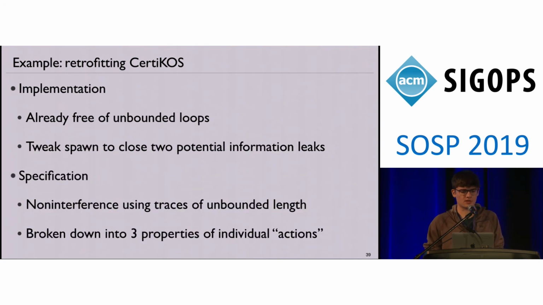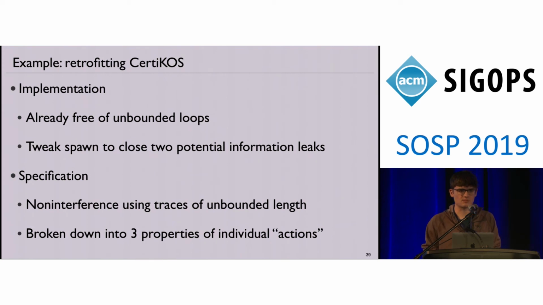To retrofit Certikos, the implementation was already free of unbounded loops, so we didn't have to change the implementation or the interface in order for this to be amenable to automated verification. However, we did tweak the interface of the spawn system call to close 2 potential information leaks.